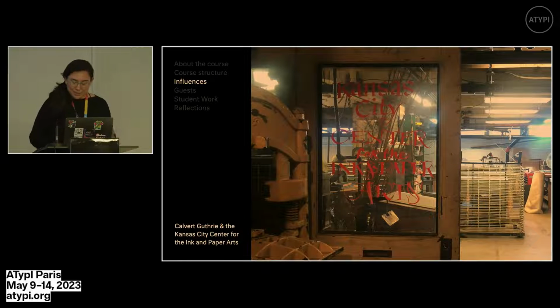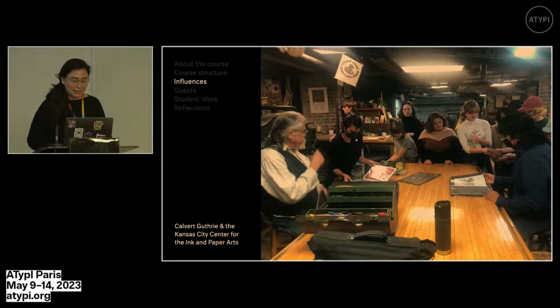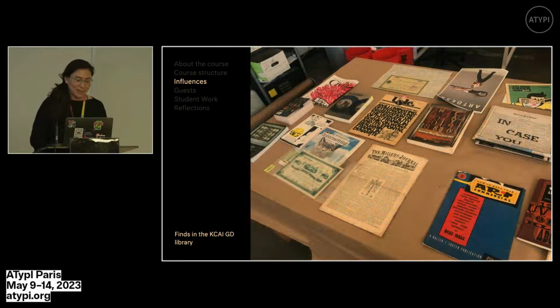In the West Bottoms, in another part of town, there's the Kansas City Center for Ink and Paper Arts, which always felt like a mysterious space. And there we met Calvert Guthrie, who long had been a calligrapher and lettering artist at Hallmark. He's been running this community and collective space for quite a time, and there the students were able to see how a community of lettering and typography has been in place in Kansas City for a number of decades, and to be exposed to some of those things.